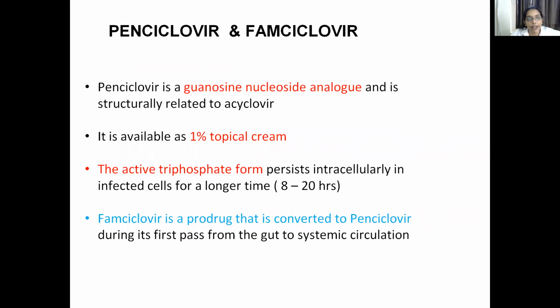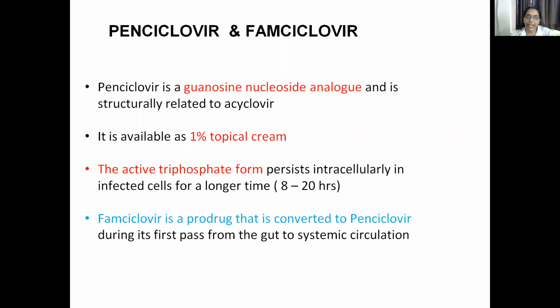The next two drugs are penciclovir and famciclovir. Penciclovir is a guanosine nucleoside analog that is structurally related to acyclovir, and even the mechanism of action is similar to acyclovir. Uses of these drugs are far less because the strains which are resistant to acyclovir are resistant to penciclovir and famciclovir as well. Penciclovir is available as a 1% topical cream.